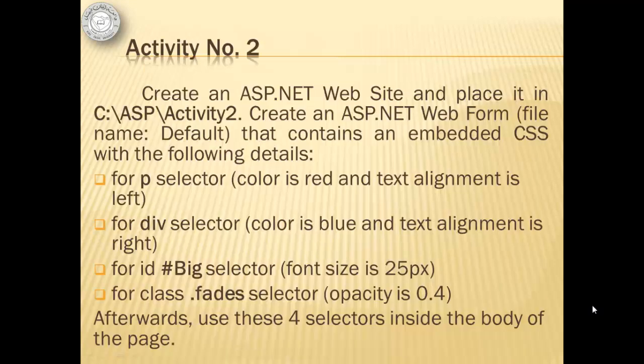Inside the brackets following the name of the selector are properties which can be sensed by snippets as we type them. We will create an ASP.NET website and place it in C:\ASP\activity2. Then we will create an ASP.NET web form named default that contains an embedded CSS with the following details. For P selector, the color is red and text alignment is left. For div selector, the color is blue and text alignment is right. For ID named big, the font size is 25 pixels. For class named .fades, opacity is 0.4. Afterwards, we will use these four selectors inside the body of the page.